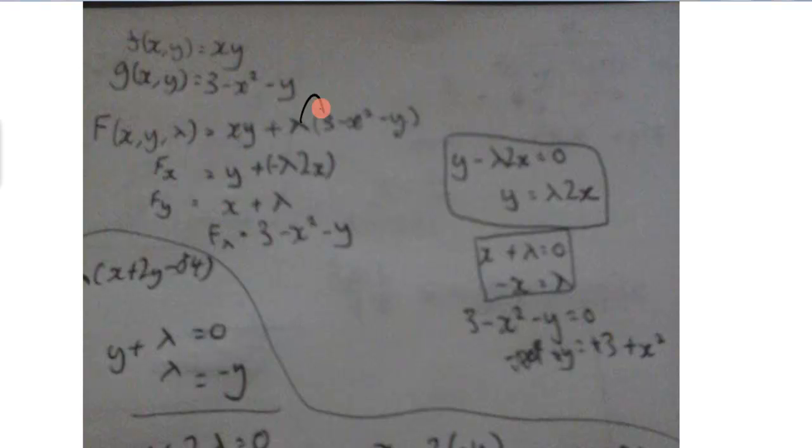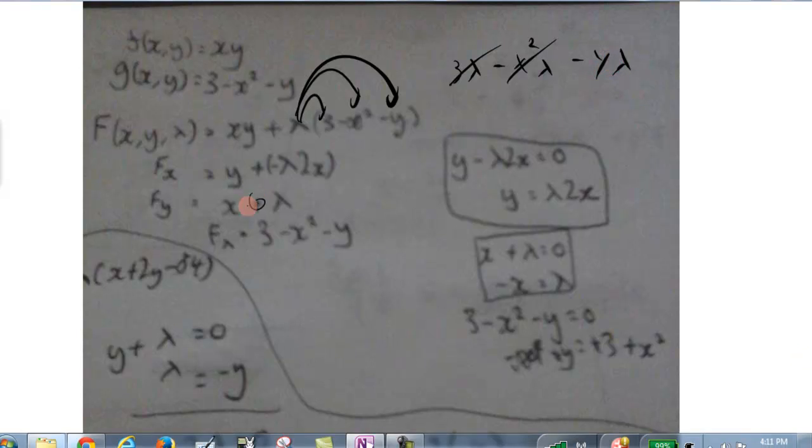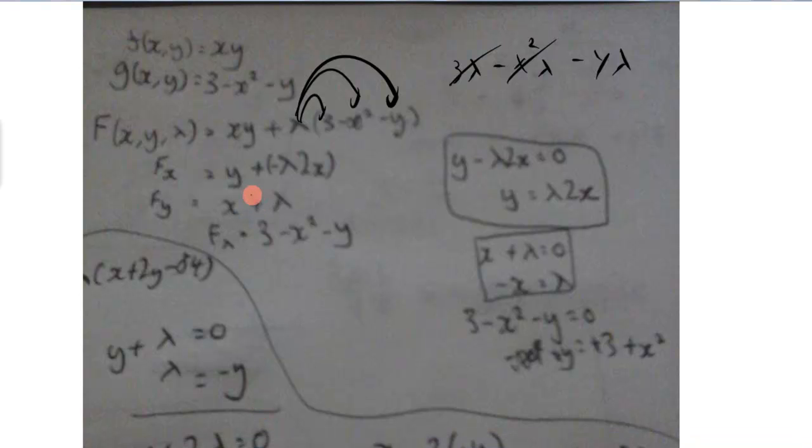Now, some students need to distribute their lambda first, so that would be 3 lambda minus x squared lambda minus y lambda. That way when you take your derivative with respect to y, that term's 0, that term's 0, but here you're left with negative lambda. You have positive. So make that a negative, and that should fix that up.